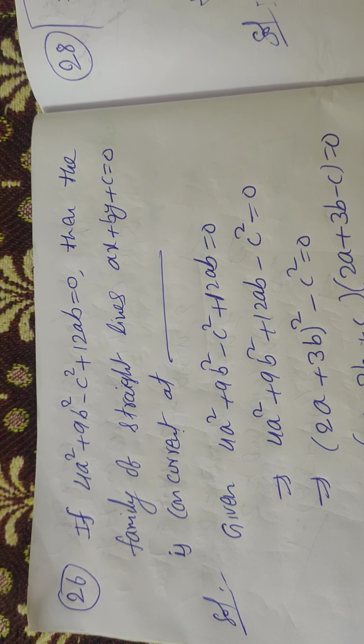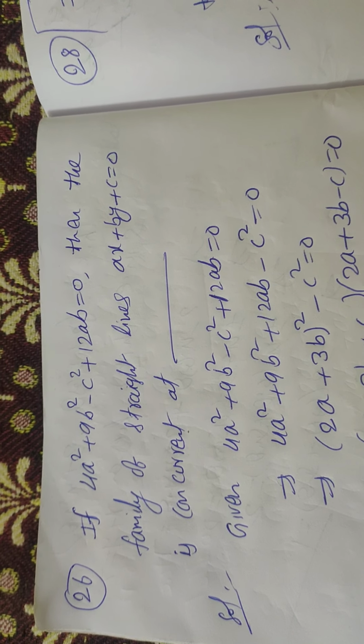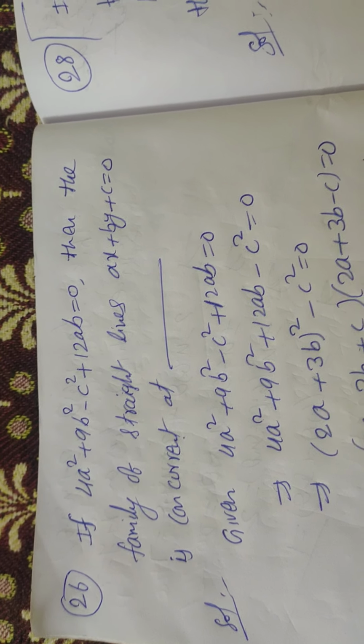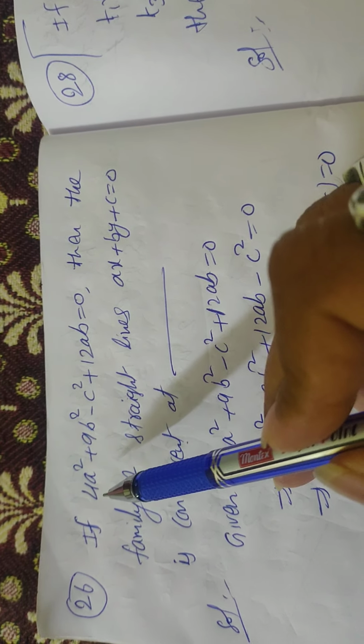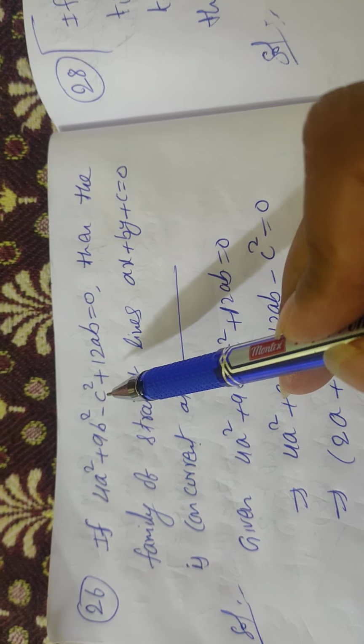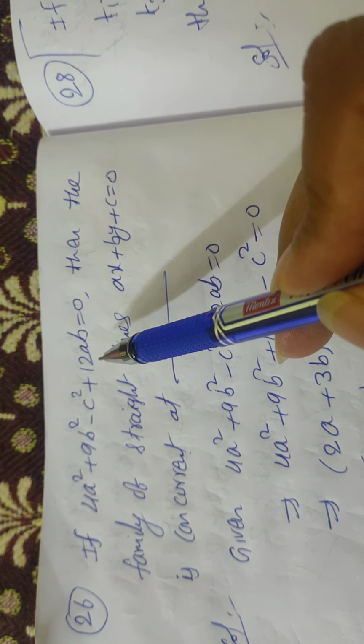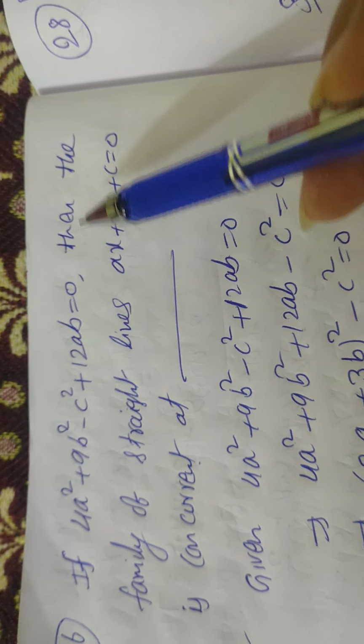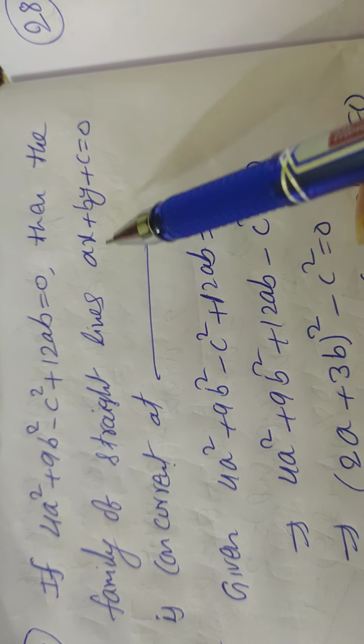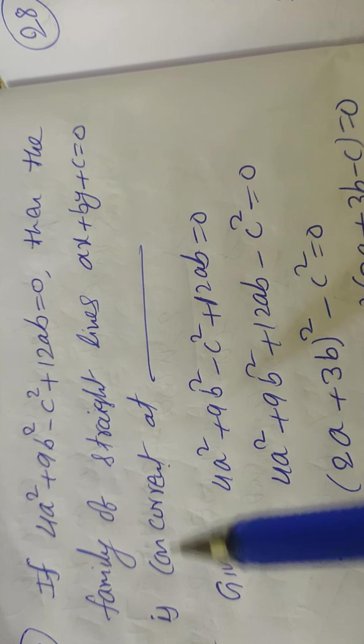Good morning, students. Our next question is in level 3, 26th question based on concurrence. If 4a square plus 9b square minus 6c square plus 12ab is equal to 0, then the family of straight lines ax plus by plus c is equal to 0 is concurrent at.